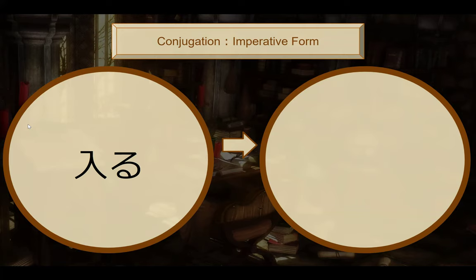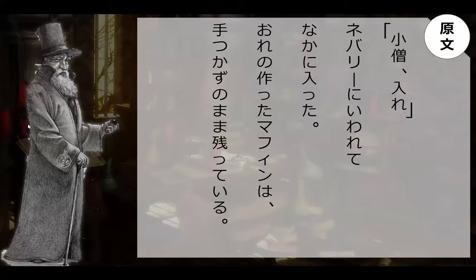What is the imperative form of hairu? Haire. Imperative is haire. Perfect. So let's go read this line from the book.